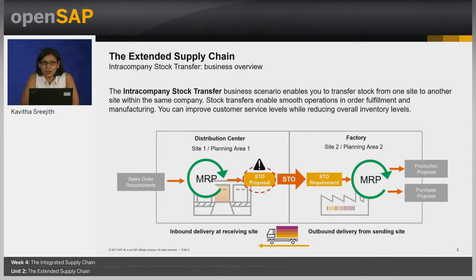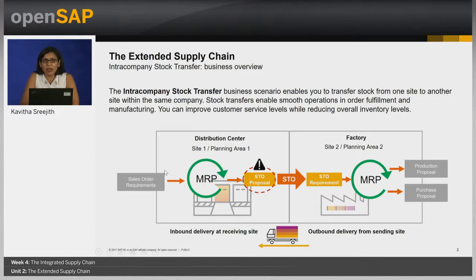Let's assume a typical distribution setup where some sites in the company are responsible only for the fulfilling of sales, whereas some other sites are responsible only for manufacturing. The same is also shown in the example here. Site 2 is the factory or the manufacturing site, and Site 1 is the distribution center.